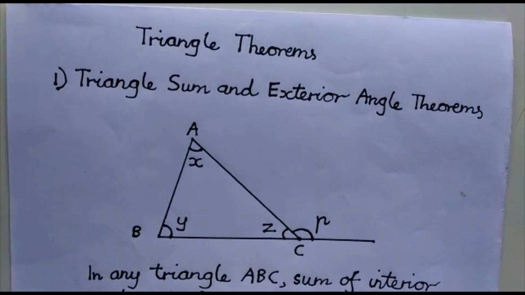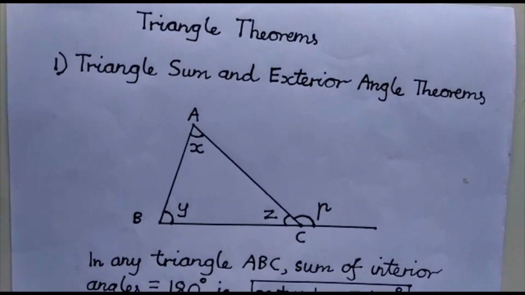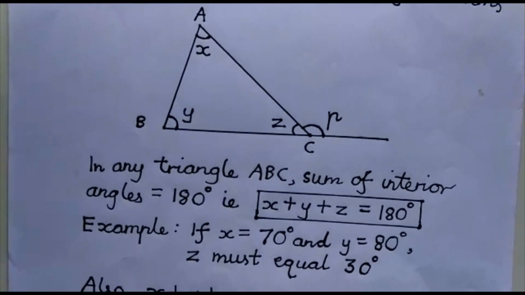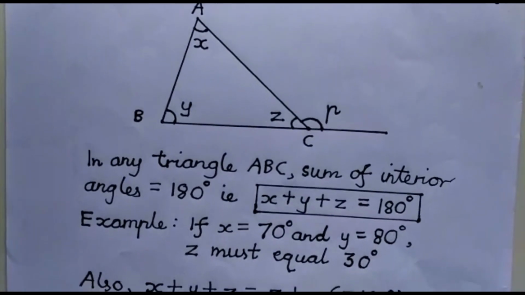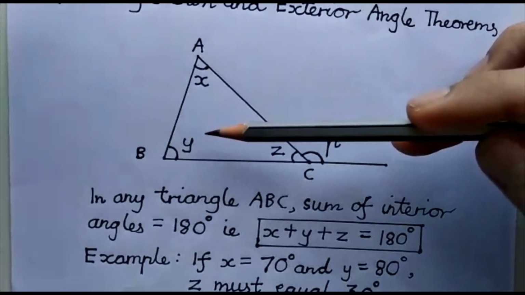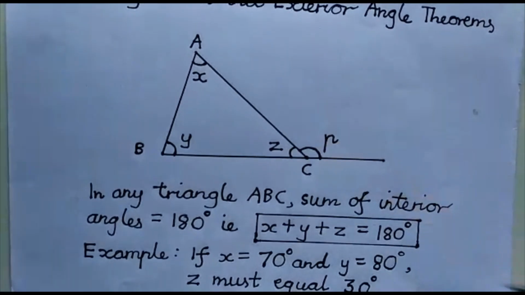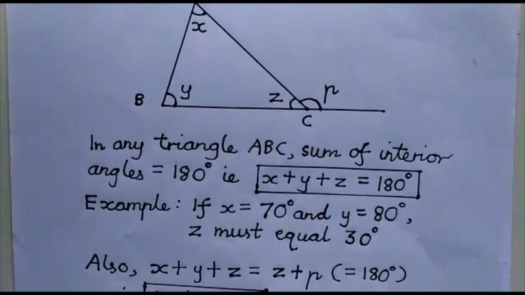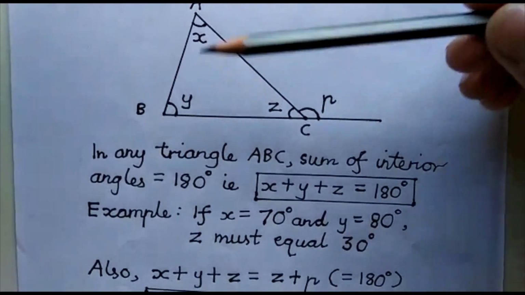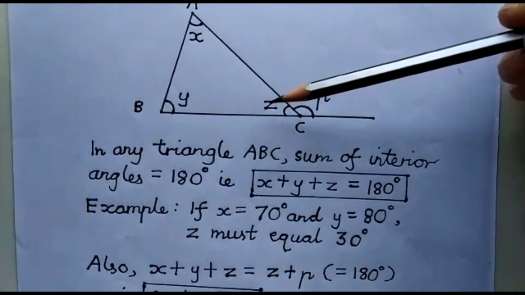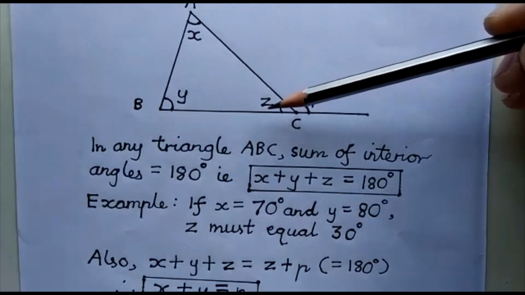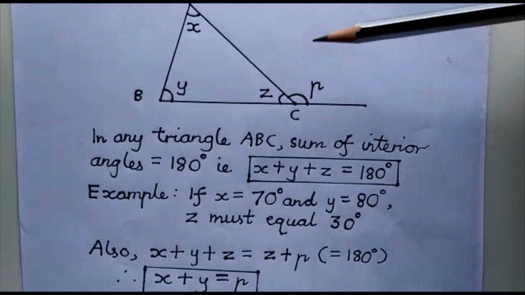Now let's begin the triangle theorems. The first theorem is the triangle sum and exterior angle theorem. The triangle sum theorem is that the sum of the three interior angles of any triangle is equal to 180 degrees. So if we have a triangle ABC in which angle A equals X, angle B equals Y and angle C equals Z, then X plus Y plus Z is 180 degrees. For example, if X equals 70 degrees and Y equals 80 degrees, then X plus Y plus Z equals 180 degrees. So 70 plus 80 plus Z equals 180 degrees. Thus Z will be 30 degrees.